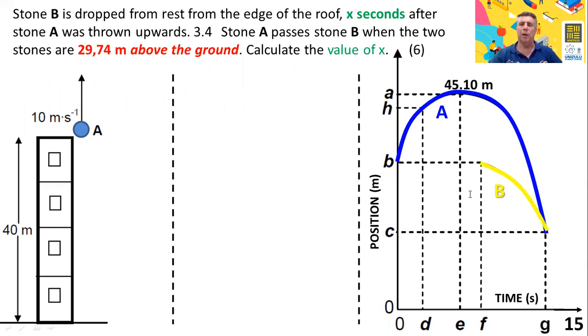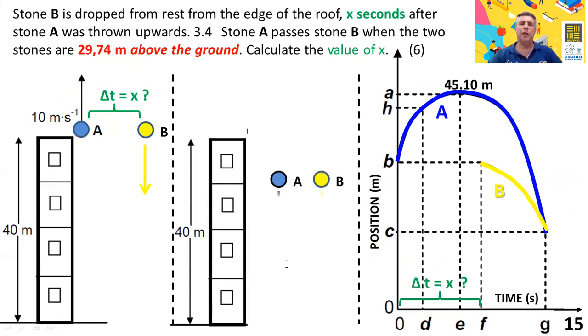Then we were also told about stone B. It is dropped, it's not thrown down, and it's dropped from the same point where A started, and it is in free fall. Now we notice that a time delta t of x seconds elapses between A being thrown and B being dropped. And on the graph, we would see that delta t as the distance from 0 to F seconds. That's what we need to try to find.